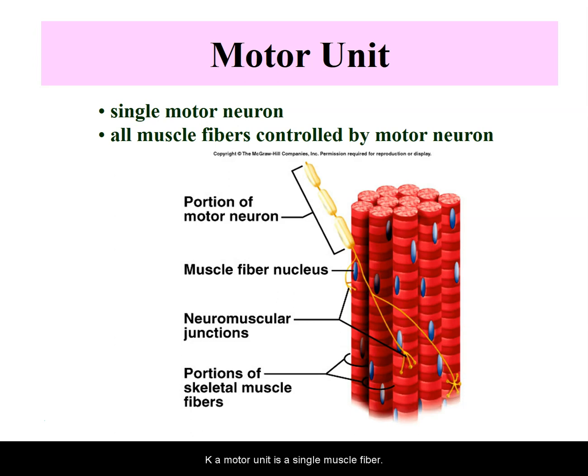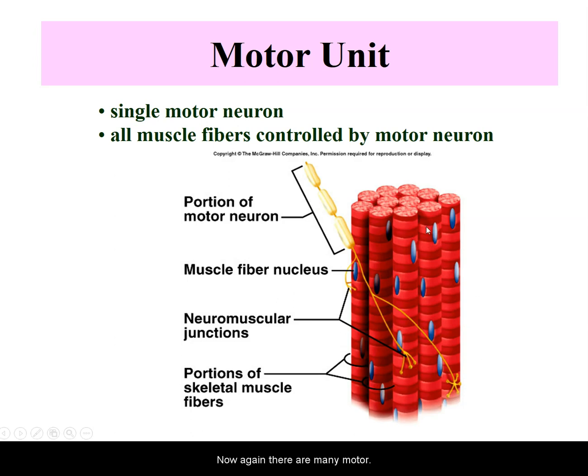A motor unit is a single muscle fiber. In that motor unit, a single muscle fiber works in an all or none fashion. So you have one motor neuron that branches off in these collaterals and will stimulate that entire motor unit, so that motor unit works in an all or none fashion.